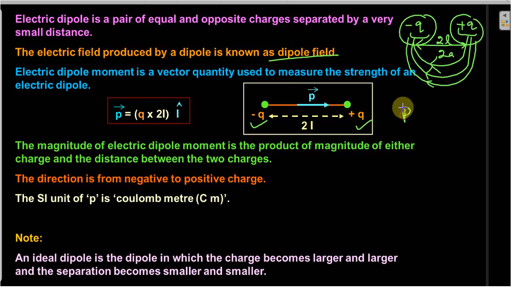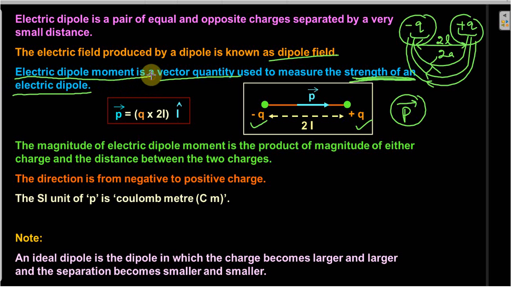Dipole moment is represented by the symbol P, and it is a vector quantity, that's why the vector is there. It is used to measure the strength of an electric dipole. What is the work of dipole moment? It measures the strength of the electric dipole, how strong the field is. So to find the strength of the electric dipole field, we use the term electric dipole moment.